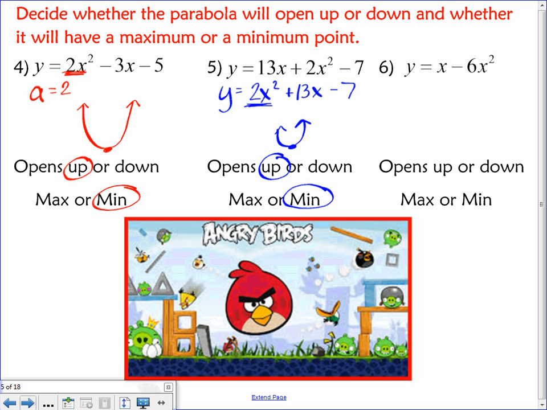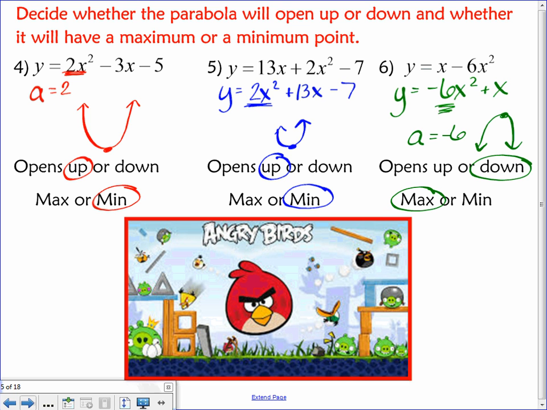And then example number 6, again, it's not in the right order. So it would be -6x squared plus x. So I'm missing my c value. But in this case, I'm just looking at the a. My a value is a -6. Since it's negative, I know it will open down, pointing down towards those negative numbers. And in this case, when I look at my sketch, the vertex is actually the highest point, so it's the maximum point of my graph.